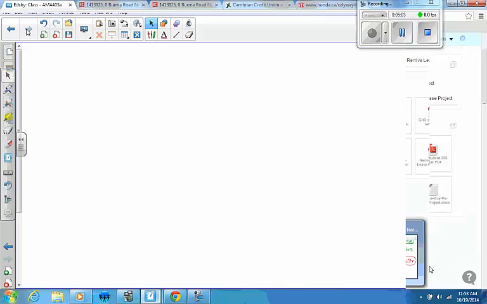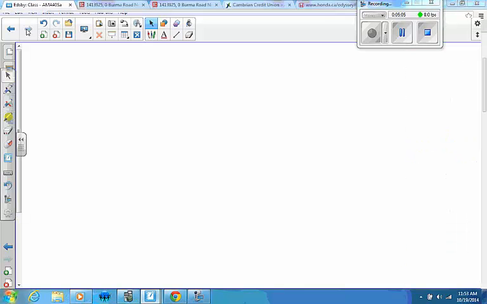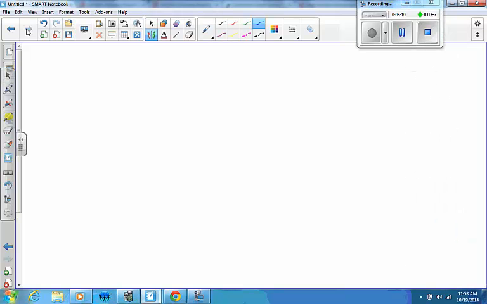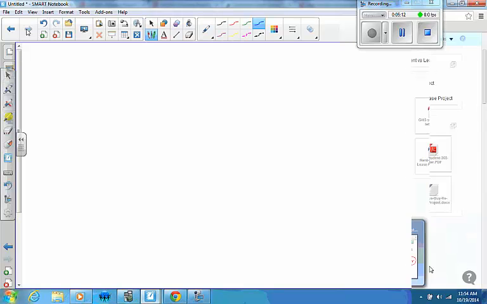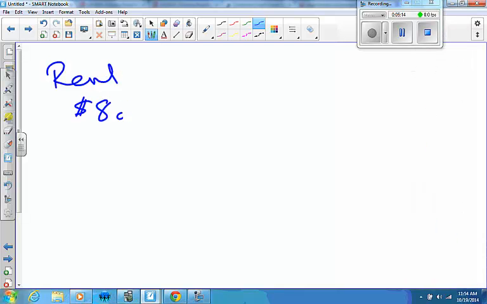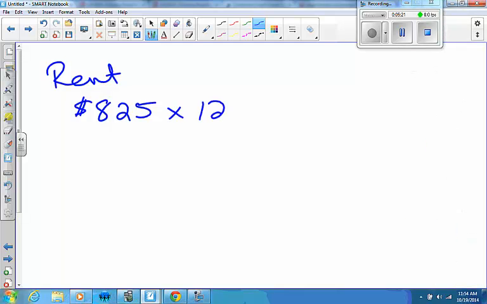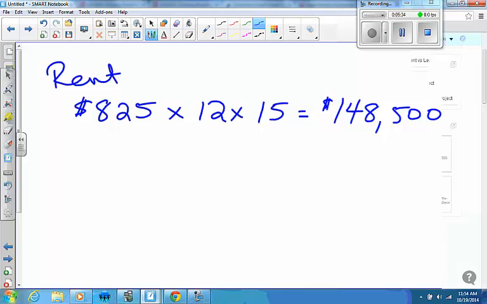Okay, so let's start with the buy versus rent. If I'm going to rent the Burma Road house, the rent on that house is $825 a month plus utilities. There's 12 months in a year, times the 15 years, which the project is asking you for. So the rent alone will be $148,500. Okay?